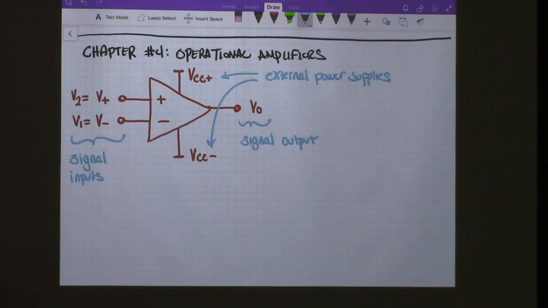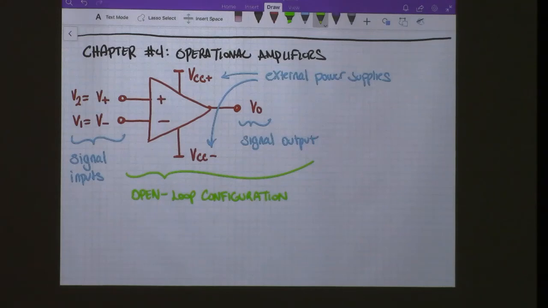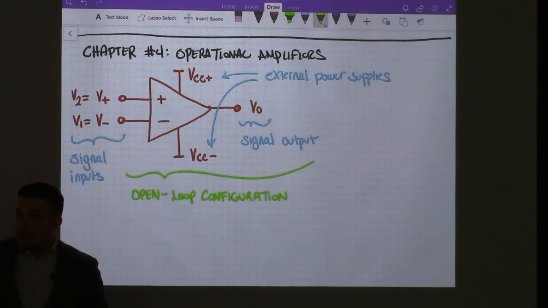This right here is called an open loop configuration. And the reason for that is because we don't have any feedback attached between the output and one of the two inputs. For most cases where we employ an operational amplifier, we use a closed loop configuration with feedback, and that's how we define the gain. There are a couple of isolated cases where we use the open loop configuration.